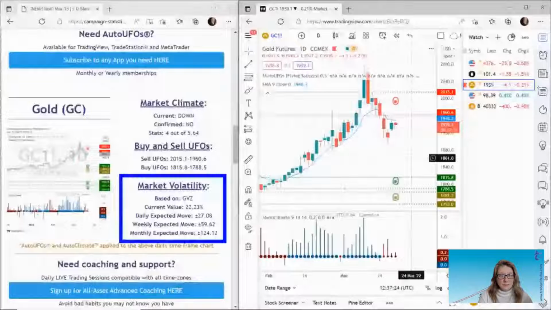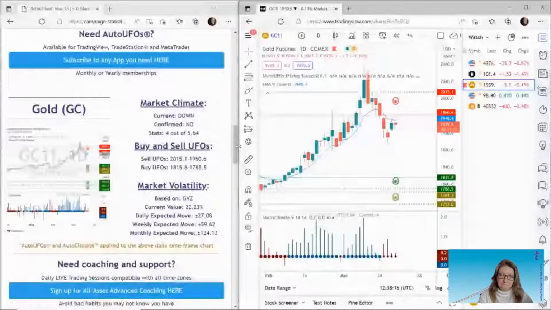Now with volatility, with gold, we'd expect a movement in 1 year of 22.23%. So in a day, 27.08 points. In a week, 59.62 points. And in a month, 124.112 points, either up or down.